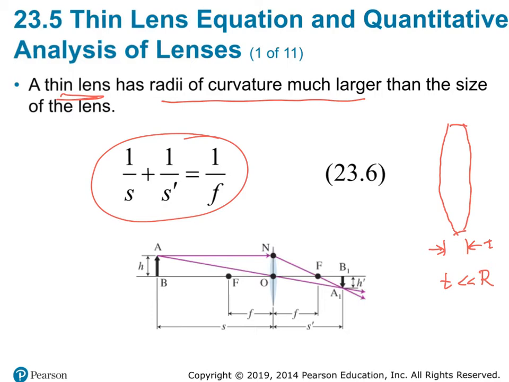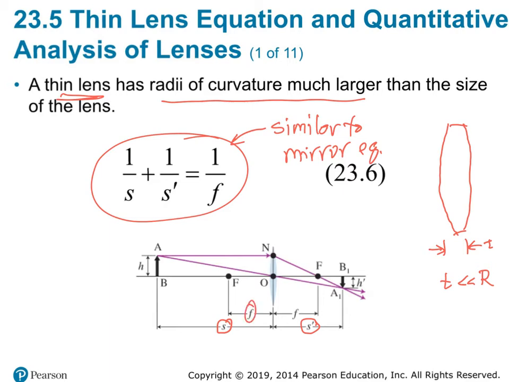So a thin lens will behave in the ways that we've talked about so far. Light will refract through it as we've discussed. And this is going to look really, really familiar. This is very similar, in fact, identical to the mirror equation. But now we're going to call it the thin lens equation. The variables are all the same. S is the distance of the object to the center of the lens. S prime is the distance of the image to the center of the lens, and F is the focal length.